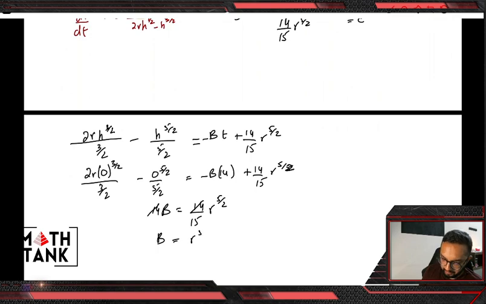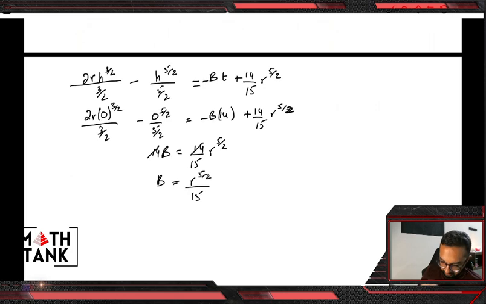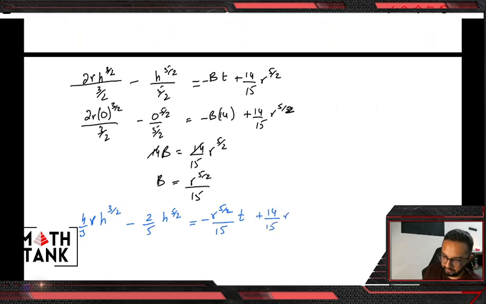So b is r power 5 over 2 divided by 15. So that's encouraging. I seem to be getting through to my answers. I have both c and b, so I'm going to replace that. Now I'm going to also simplify this fraction. Let's write 4 over 3, 2 over 5 r power 5 over 2 over 15t plus 14 over 15 r power 5 over 2.